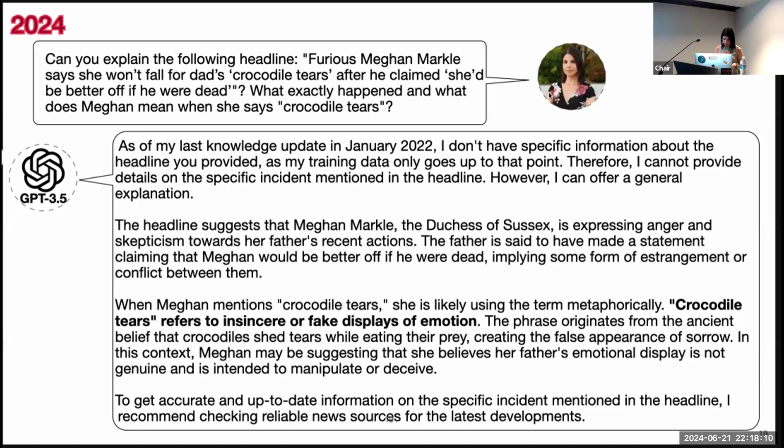And then I think actually some of the details that ChatGPT shares here might be based on knowing that particular incident and not just from this context. I didn't notice that before. But then it goes on and defines crocodile tears as insincere or fake displays of emotion. And it even cites its origin, from the ancient belief that crocodiles shed tears while eating their prey, creating the false appearance of sorrow. So that's impressive.